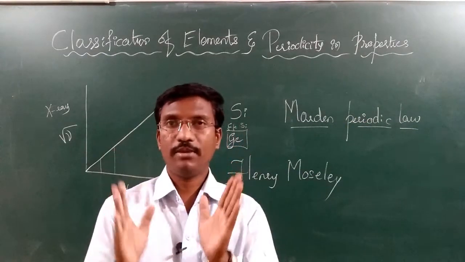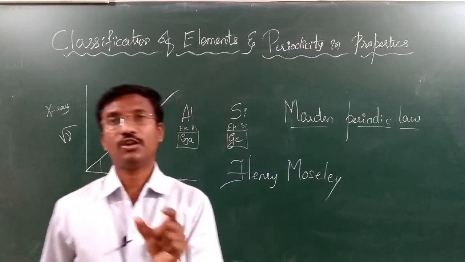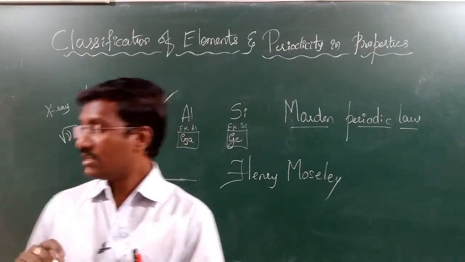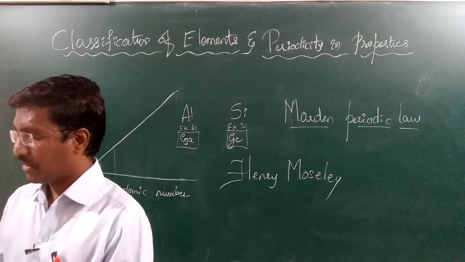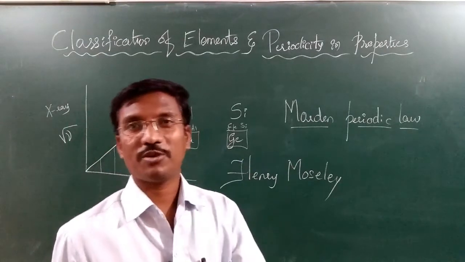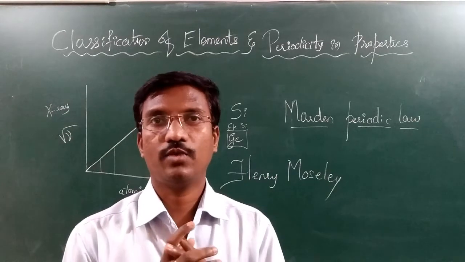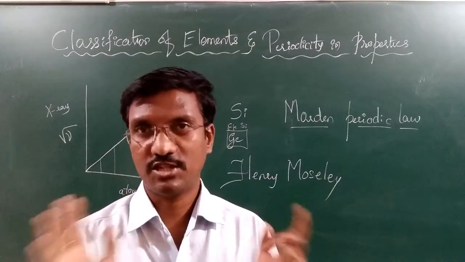But keep in your mind, the modern periodic law is based on atomic number, which means the physical and chemical properties of the elements are the periodic function of their atomic number. So I hope we are shifting from the history of the periodic table to the modern periodic table. I hope up to here you don't have any doubts. From here we will move to the detailed concept of this chapter.